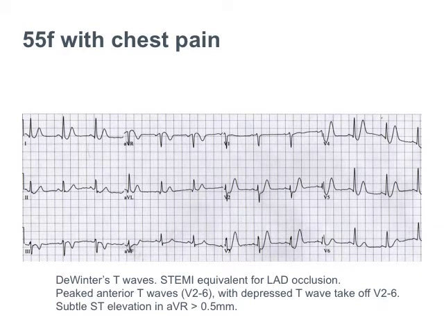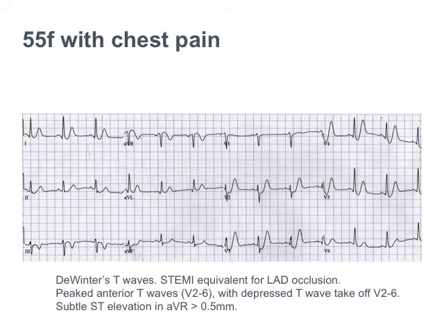So these are what we call De Winter's T waves. And what we see is basically these really peaked anterior T waves. They occur basically V2 through V6 is where you're going to find them. And in this case, they're quite obvious in V3 and V4 and V5. They're also associated with depressed ST segments. And basically, these are a STEMI equivalent.